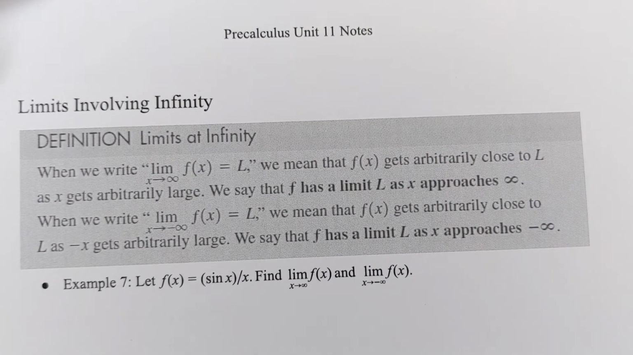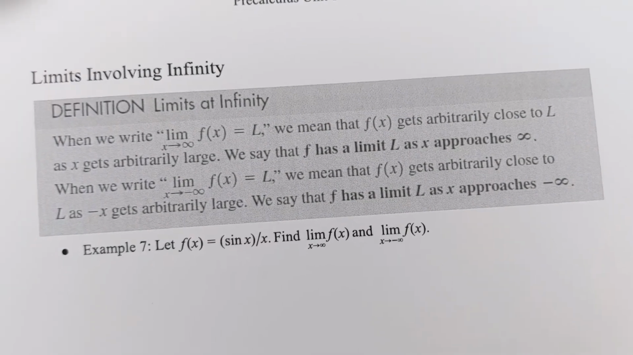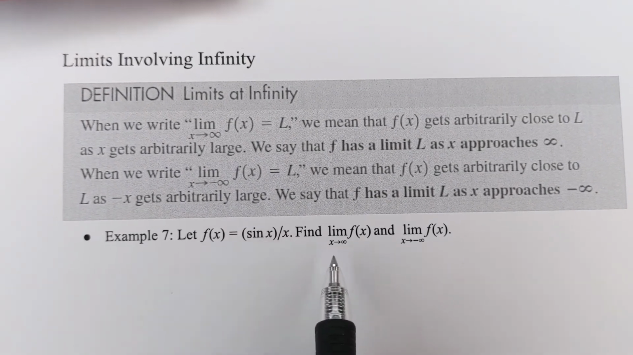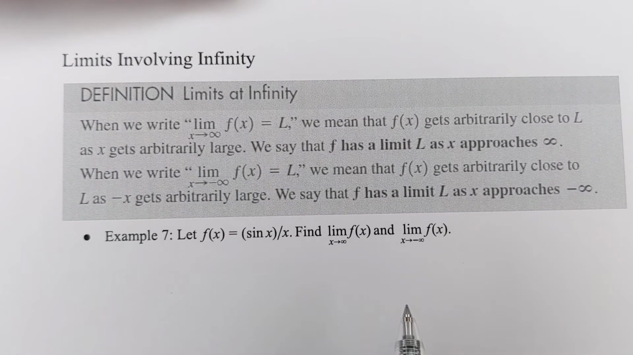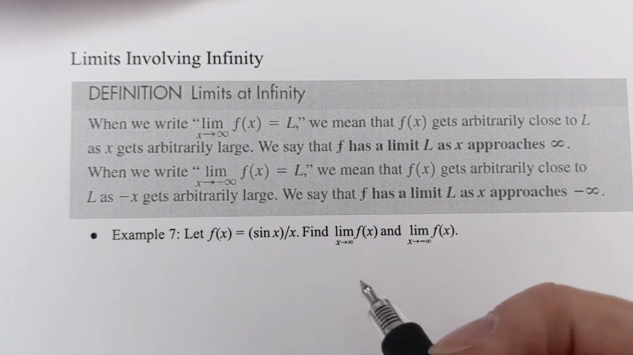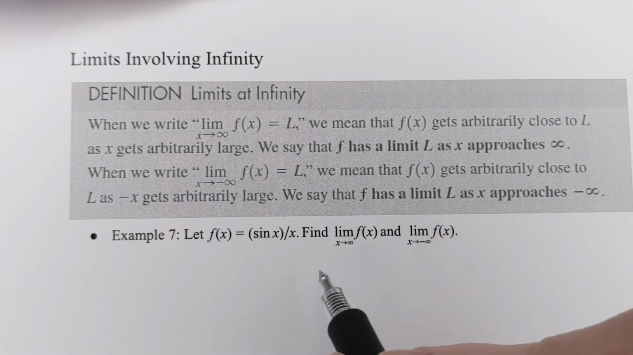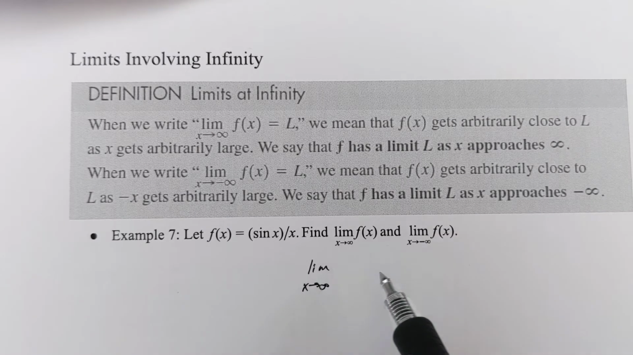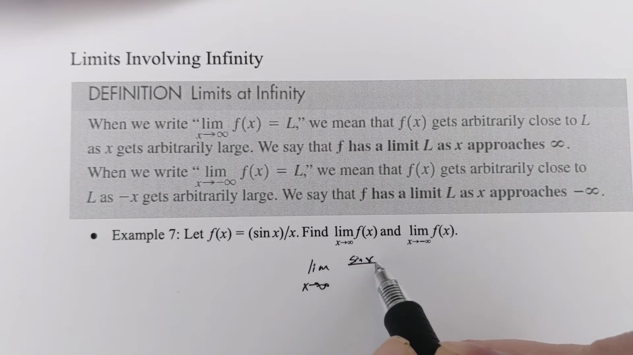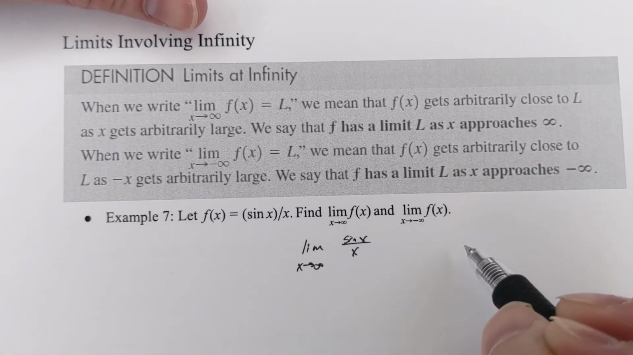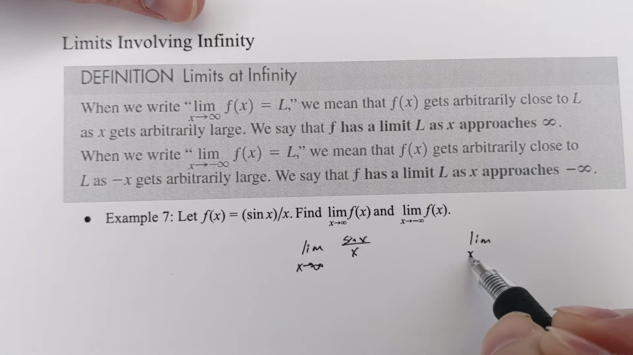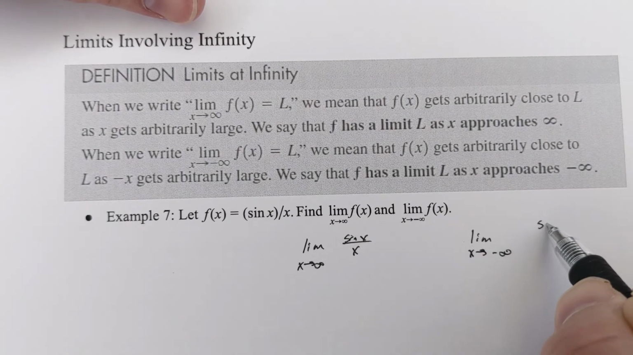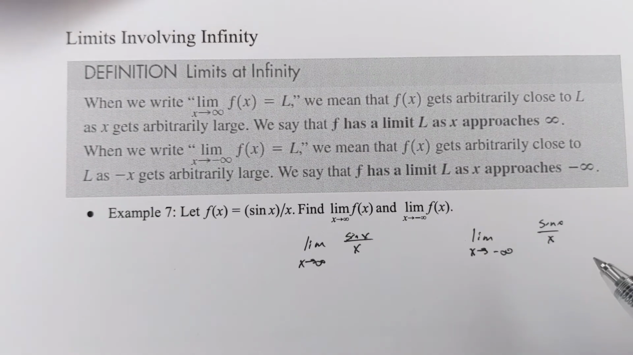Okay, limits involving infinity. In some cases, your functions can get very large or very small. Let f of x equals sine x over x. Find the two limits: the limit as x approaches infinity of sine x over x, and the limit as x approaches negative infinity of sine x over x.